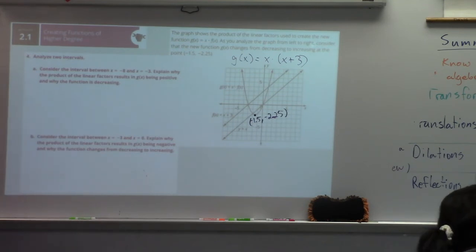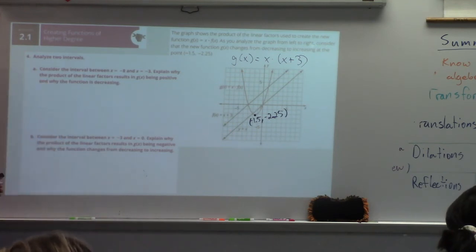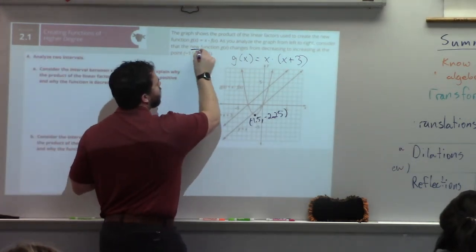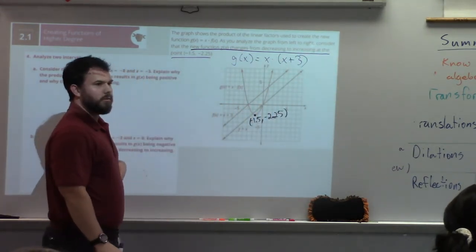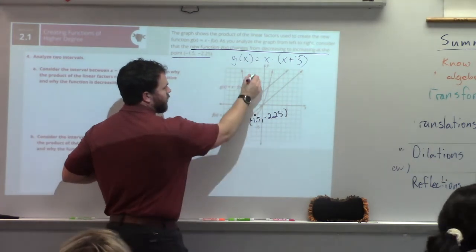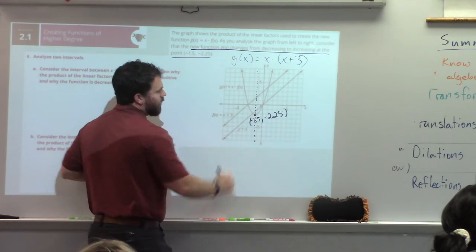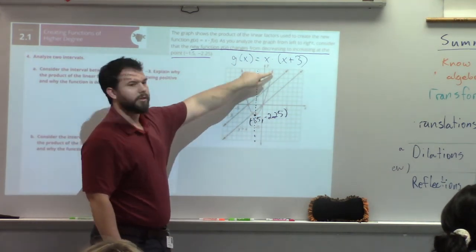Alright. So, I want you to notice that what we're about to do is analyze two intervals. I'm going to talk about two things really quickly. You see right here where it says that the new function changes from decreasing to increasing at this point? So, I'm going to draw a vertical line through here. You don't necessarily need to, but I'm going to draw this vertical line. Why do you think it's saying that it changes from decreasing to increasing? What do we see?